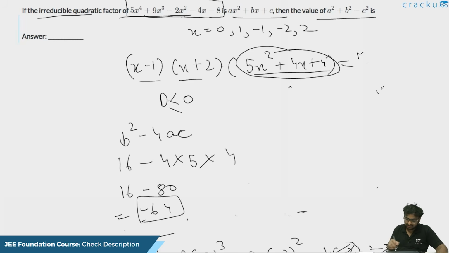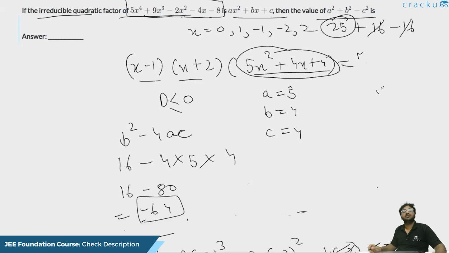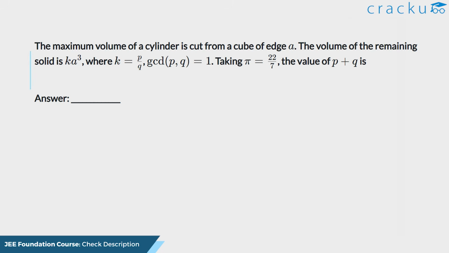So we got the value of ax square plus bx plus c is equal to 5x square plus 4x plus 4. So a is equal to 5, b is equal to 4 and c equal to 4. What is asked? A square, which is 25, plus b square, which is 16, minus c square, which is again 16. So the value of a square plus b square minus c square is equal to 25. Hence 25 is the correct answer. Thank you.